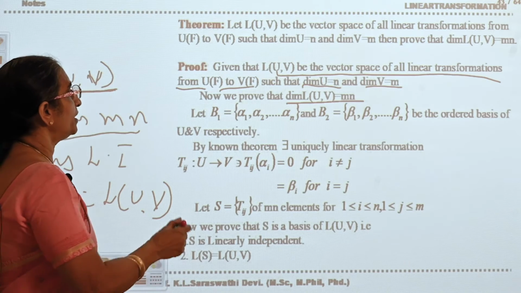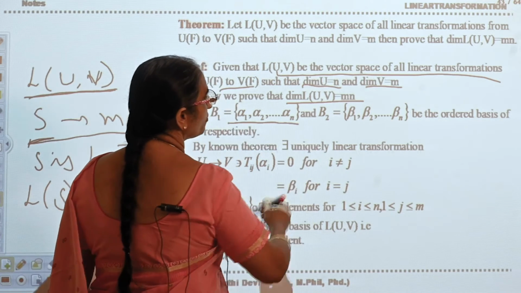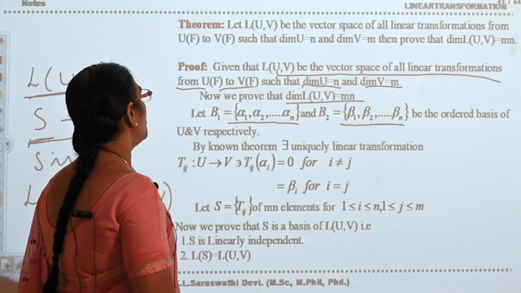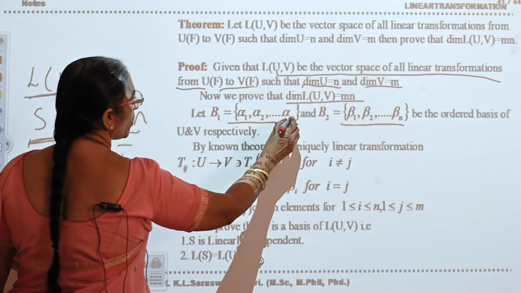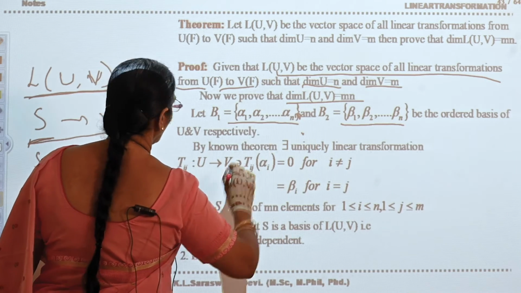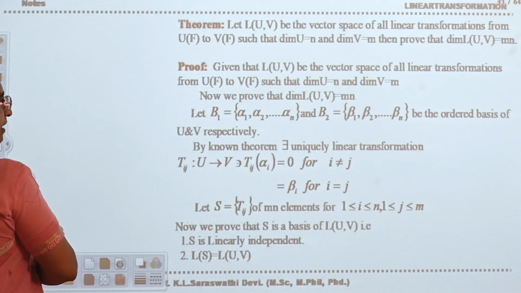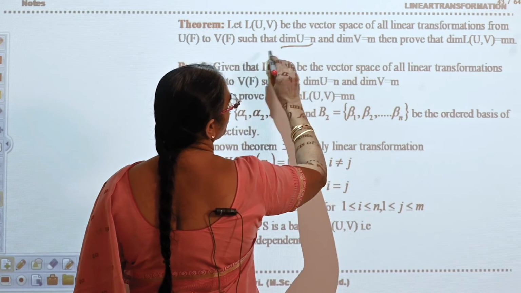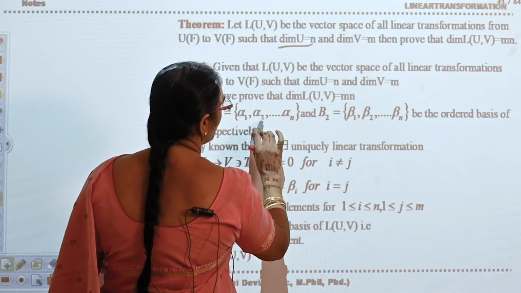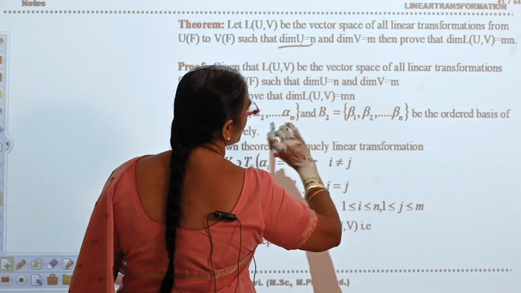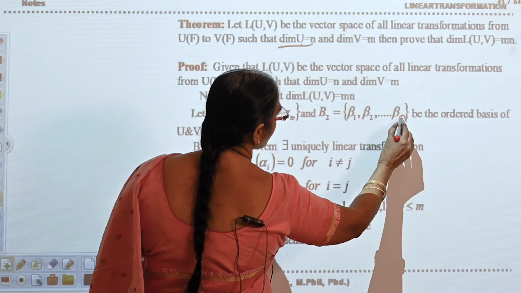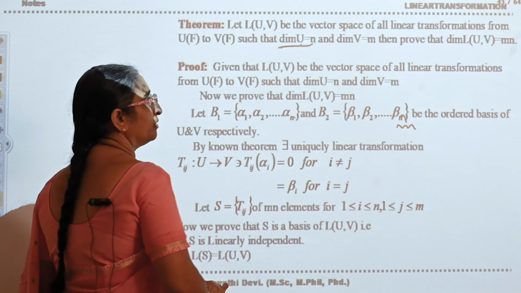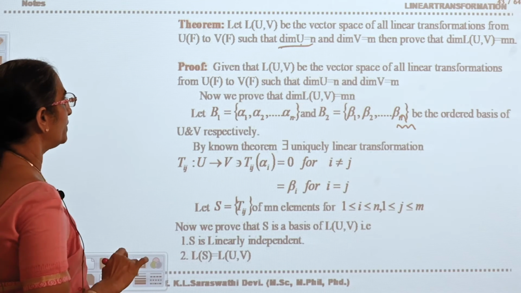So therefore let B1 = {alpha 1, alpha 2, ..., alpha n} and B2 = {beta 1, beta 2, ..., beta m} be the ordered bases of U and V respectively. Because the dimension of U is n, alpha 1, alpha 2, ..., alpha n are the basis elements of U, and the dimension of V is m, so beta 1, beta 2, ..., beta m are the basis elements of V. Okay.